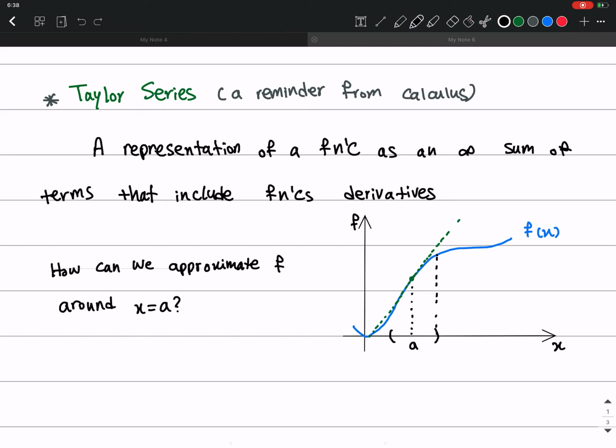So let's see. I'm going to formalize this. I'm going to say q of x is the value of function f at point a, so this is f of a, plus the first derivative at point a, which is f prime of a, times x minus a. So this is f prime of a times x minus a.